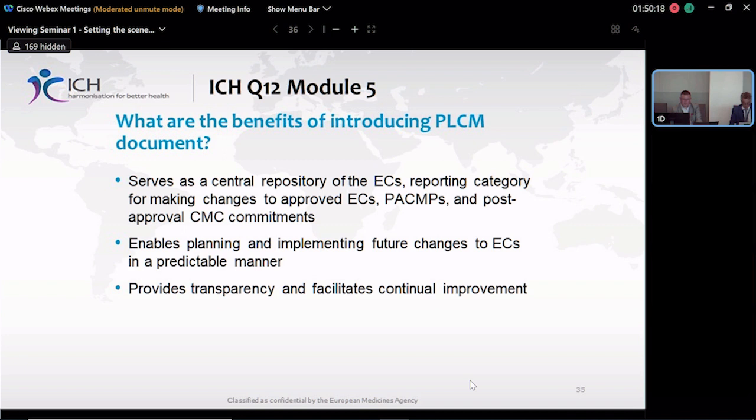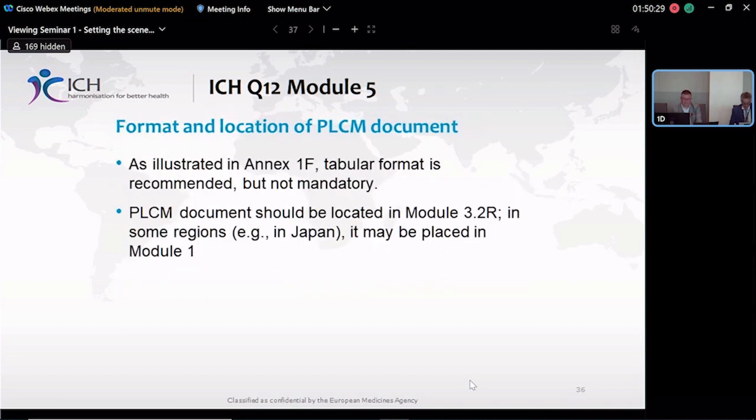It enables planning and implementing future changes to established conditions in a predictable manner, and most importantly, it provides transparency and facilitates continual improvement. It's generally a tabular format document, and it should be located in the regional part of Module 3 in most regions. So in the EU, we'd expect it to probably come into the regional section.